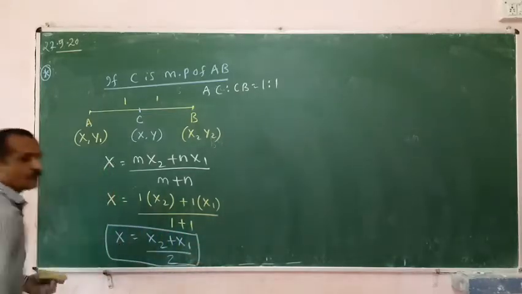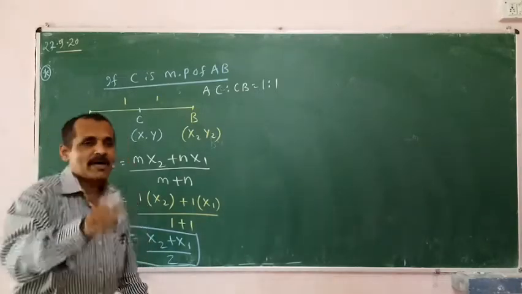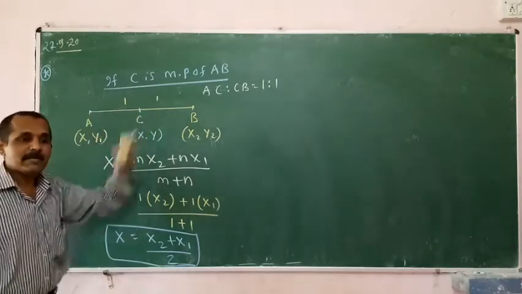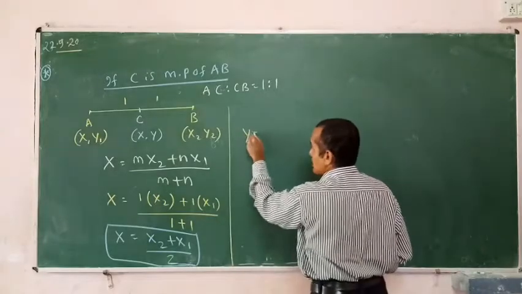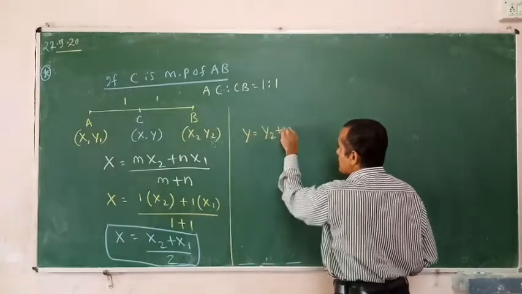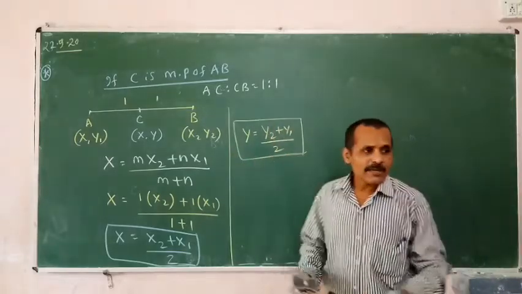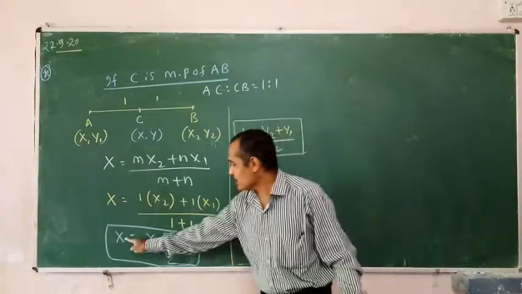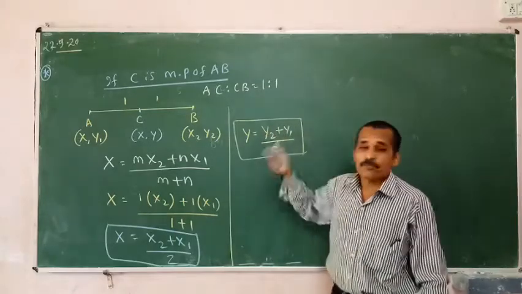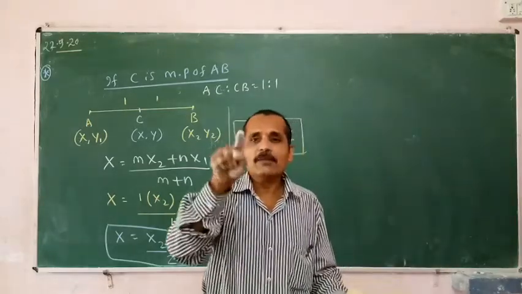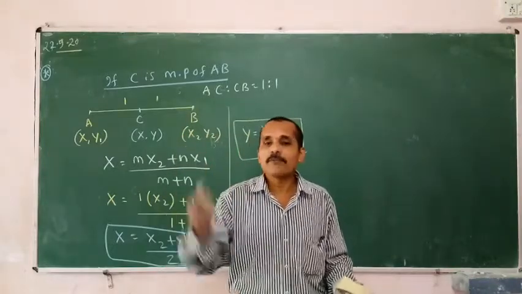This is the new formula, my dear children, which can be used only when C is the midpoint of AB. Likewise, you can write one more formula: y is equal to (y2 plus y1) divided by 2. You can even simply say it like this: x is equal to (x1 plus x2) divided by 2, y is equal to (y1 plus y2) divided by 2.